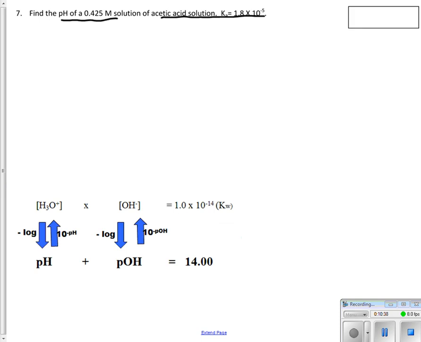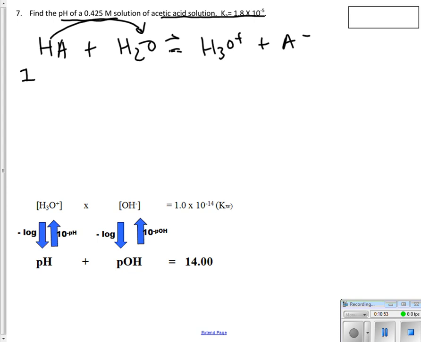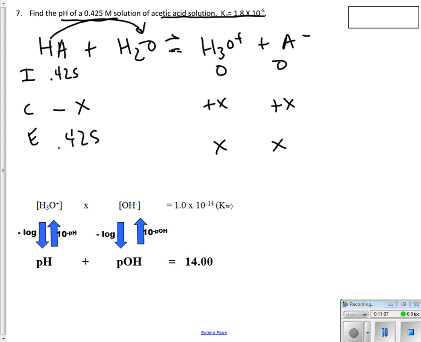You go HA plus water. That's the formula for a generic form of a weak acid. Acids give H's, so you're ultimately going to get H3O plus and A minus. And then I'm going to do an ice table. So if I drop the 0.425 right there, that's my starting value. This is 0 and 0. Always minus x, always plus x, plus x, 0.425 minus x, and we're allowed to delete the x. So ultimately, every ice table is going to lead you to x squared over M is equal to Ka anyway.